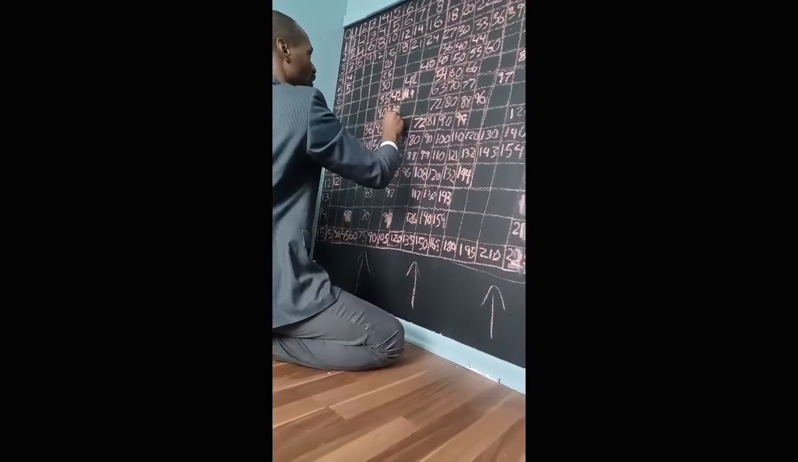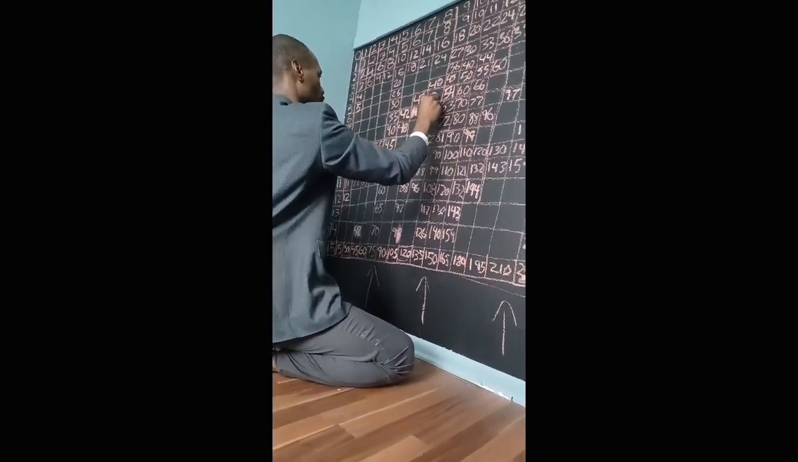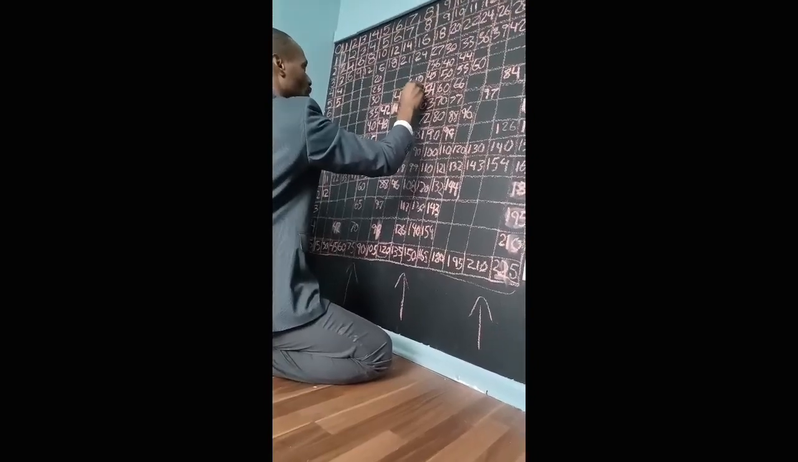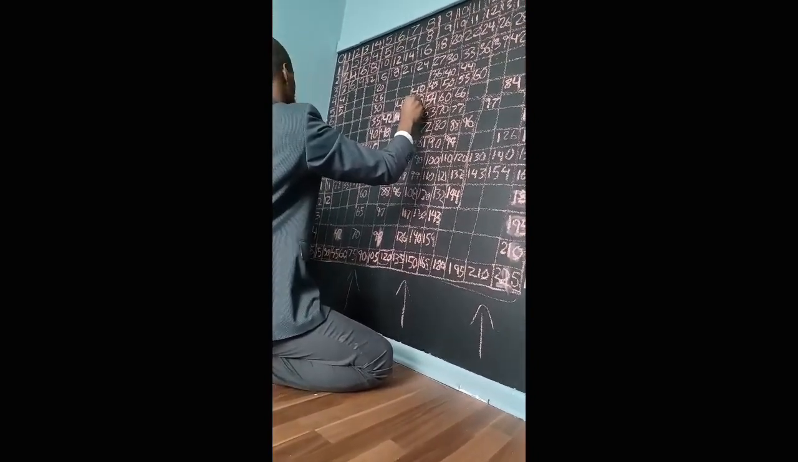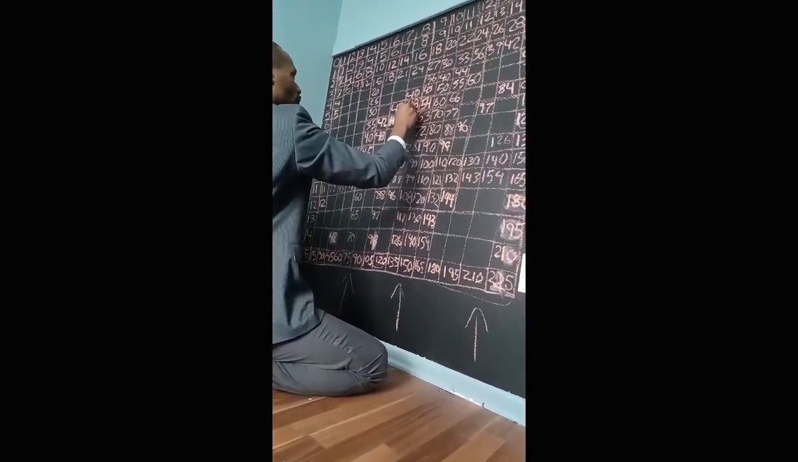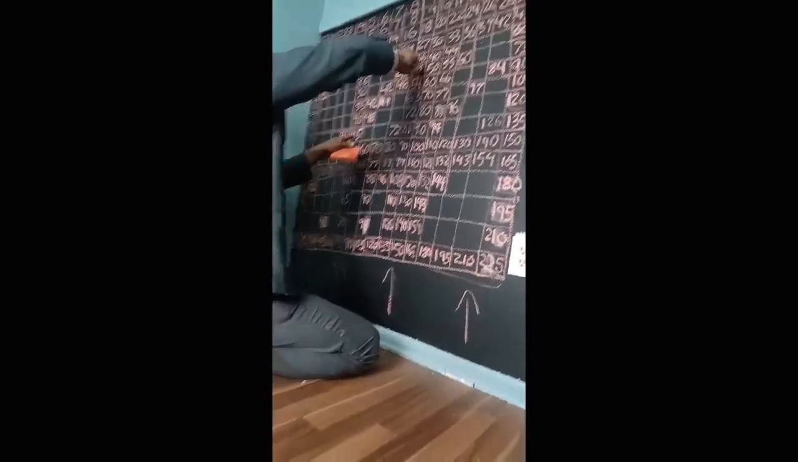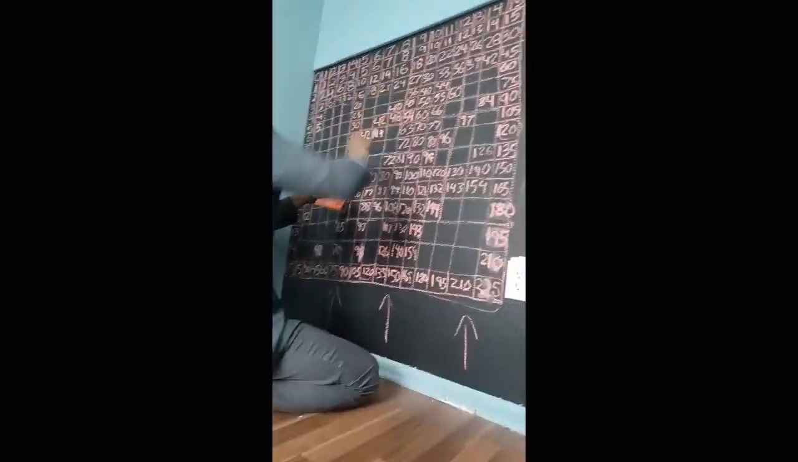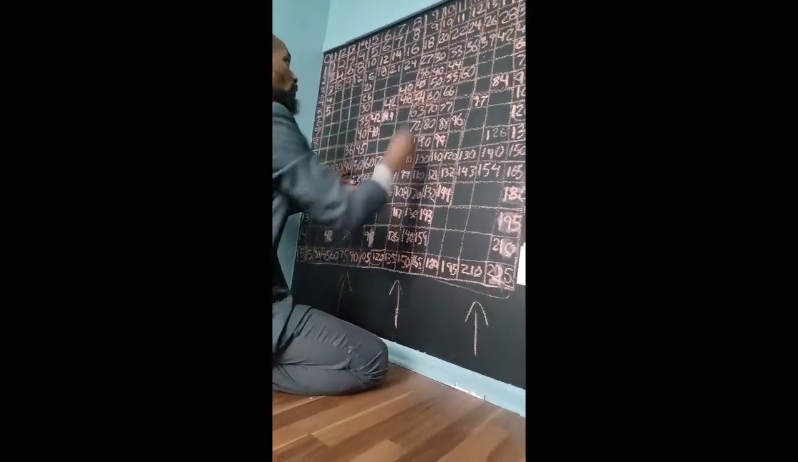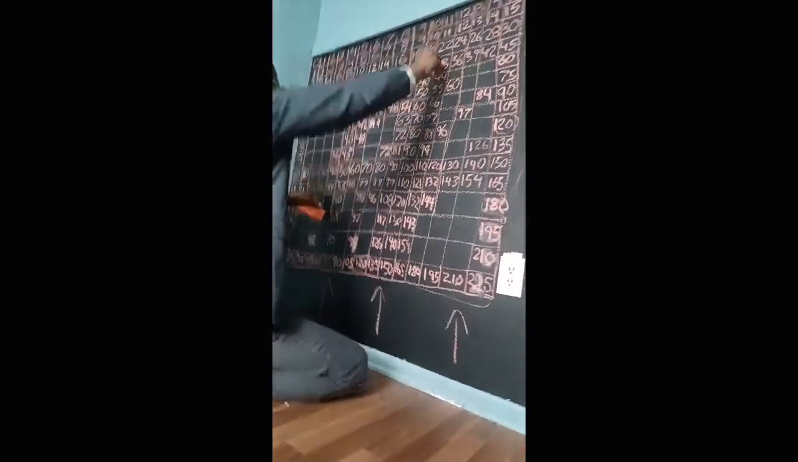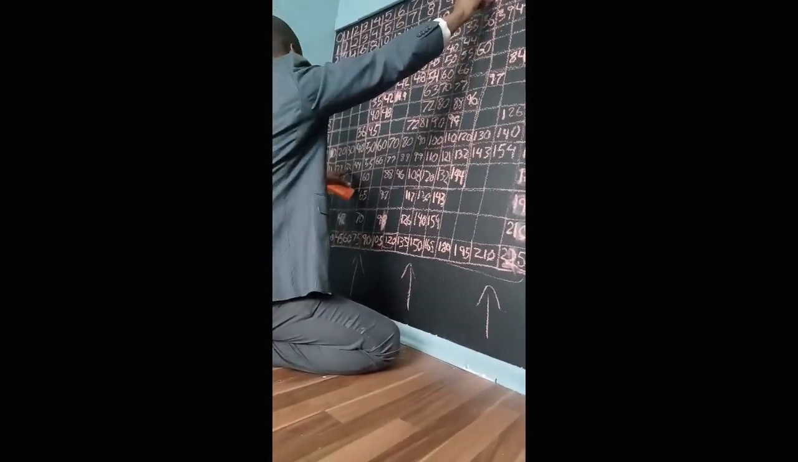You got 48 here. This should be 48, because 8 times 6 is 48. Then 45, 45. What is this? 40, 40. 33, 33. 24, 24.